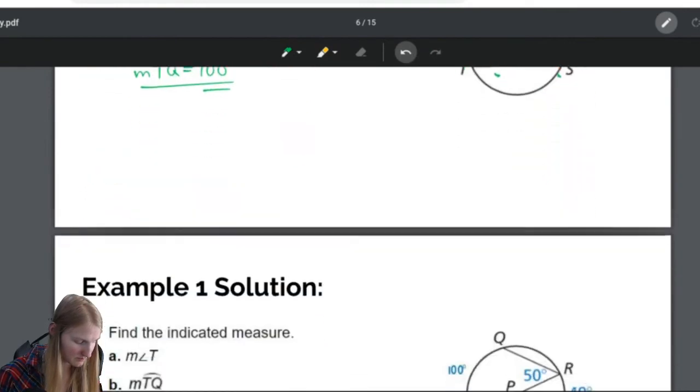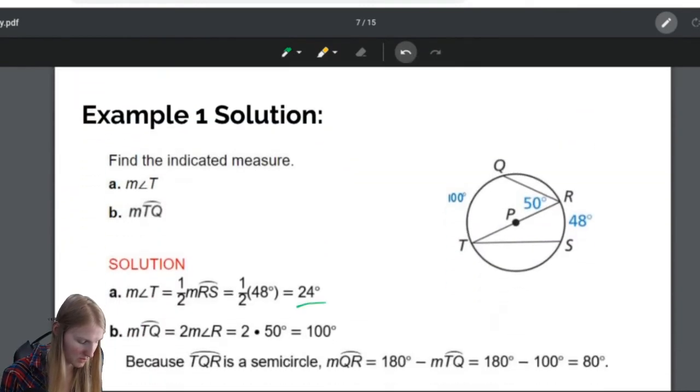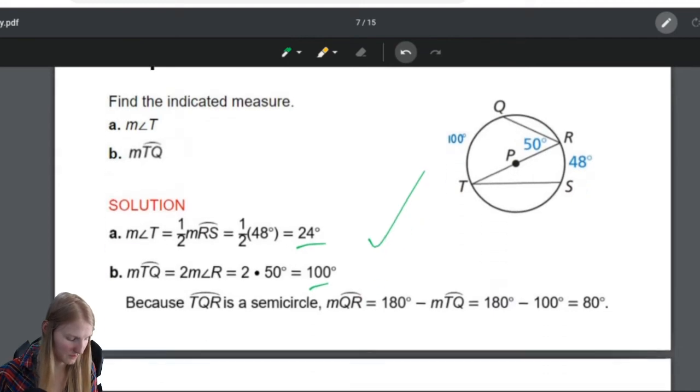Okay. Oh, yep, let's make sure we were correct. 24 and 100. Cool. Beautiful.